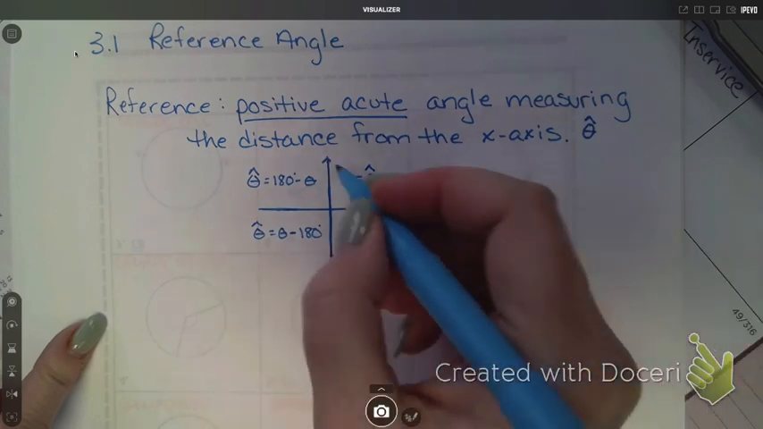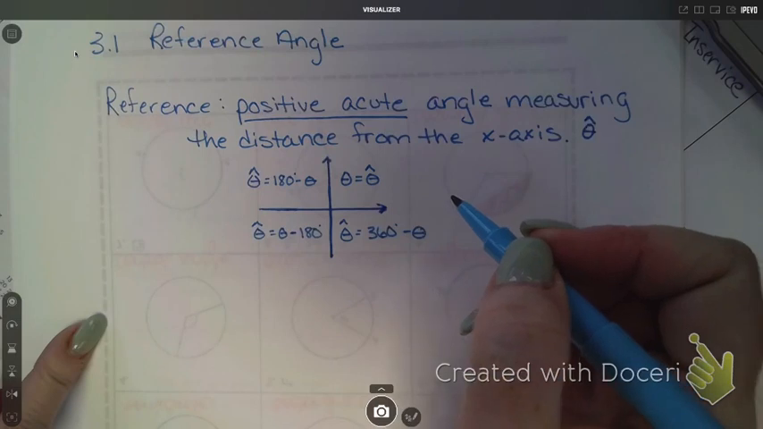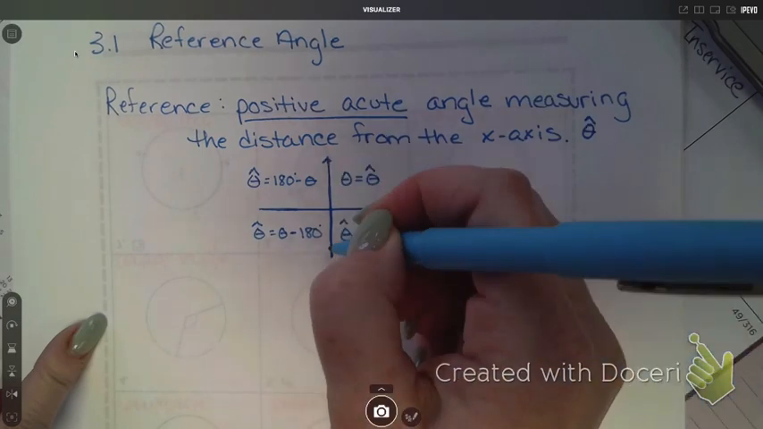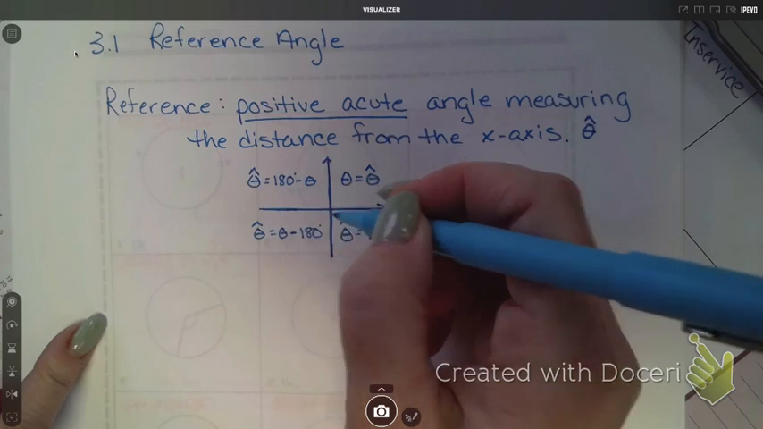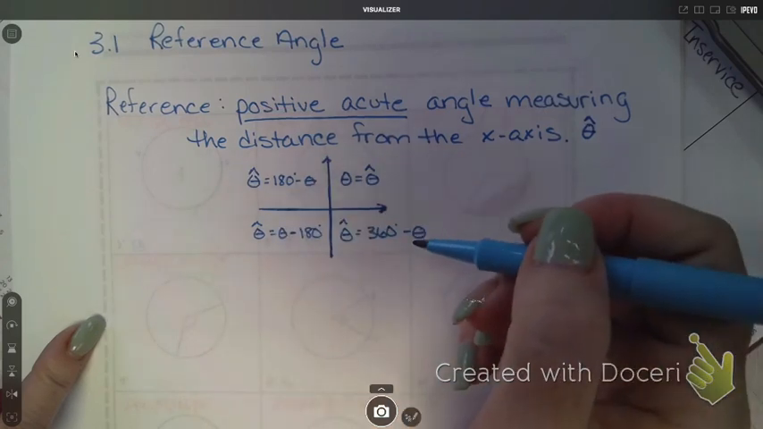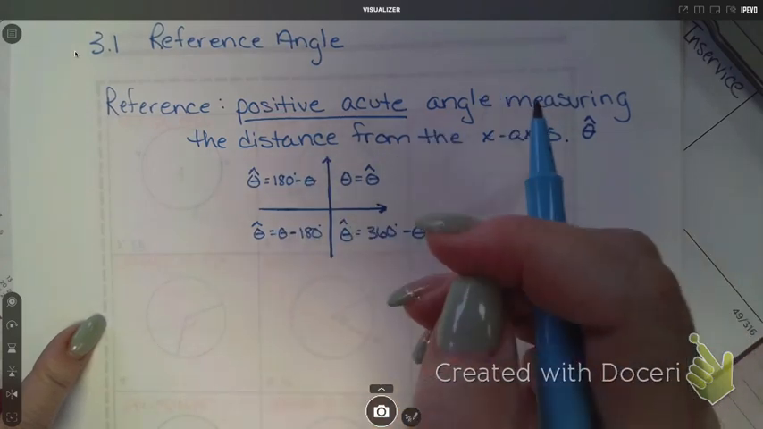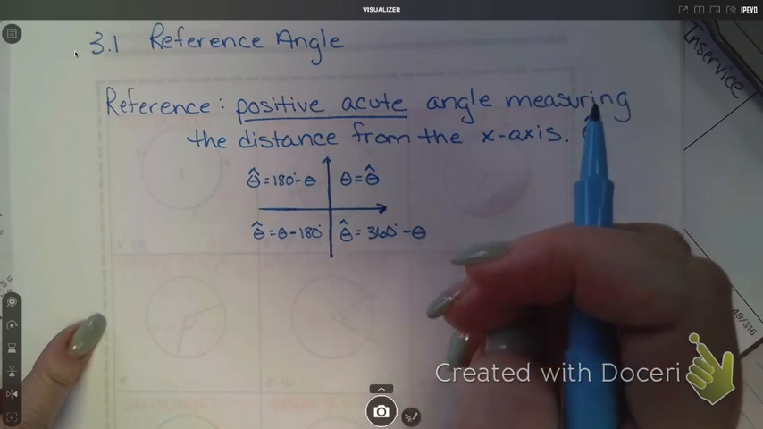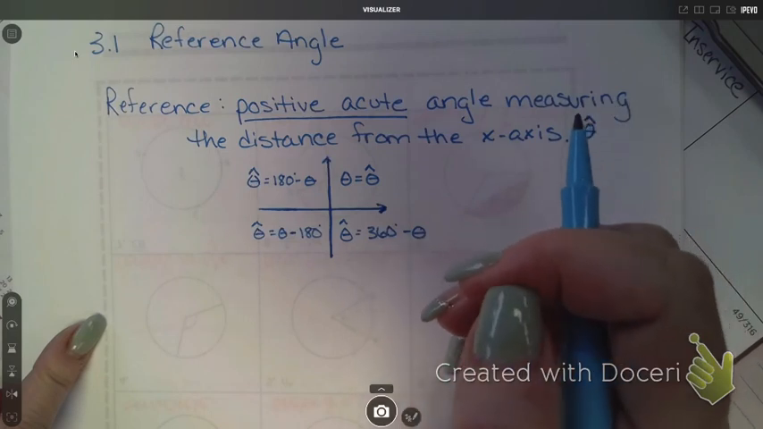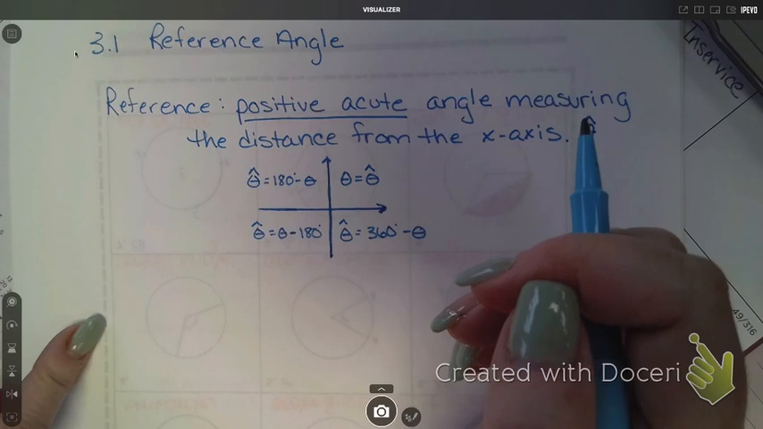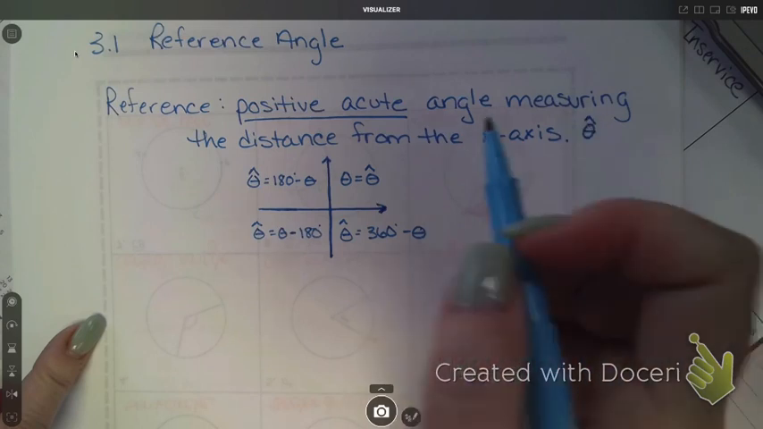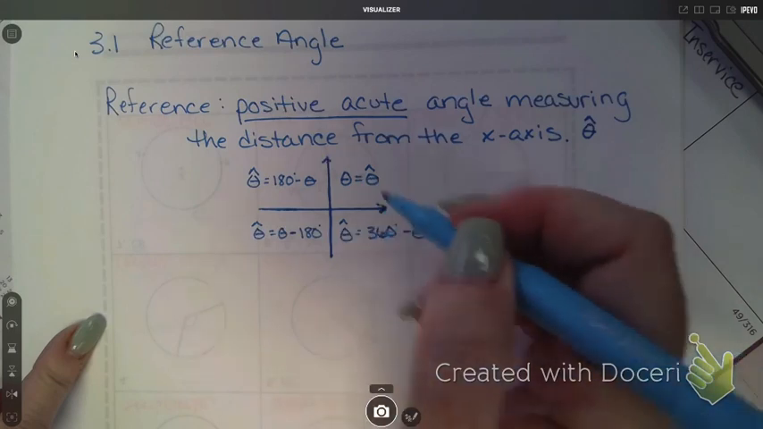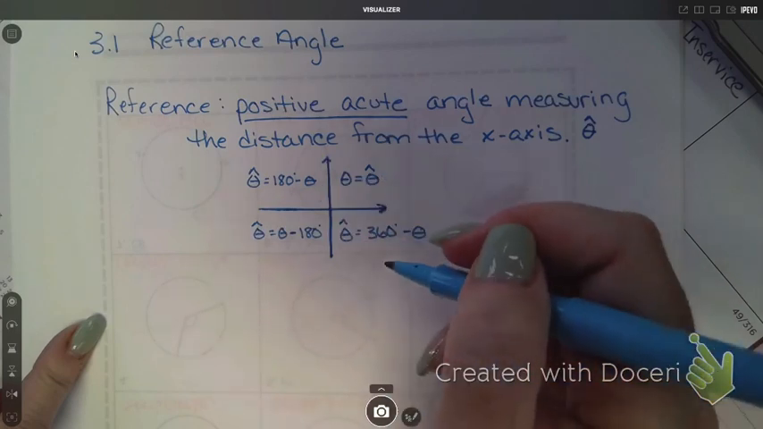Because, what did you say? Because on the y-axis, it would be 90 degrees, which is not acute, and the x-axis is just the x-axis. So quadrantal angles do not have reference angles. Do we need to do a bunch of examples showing you how to find a reference angle? No, thank you.